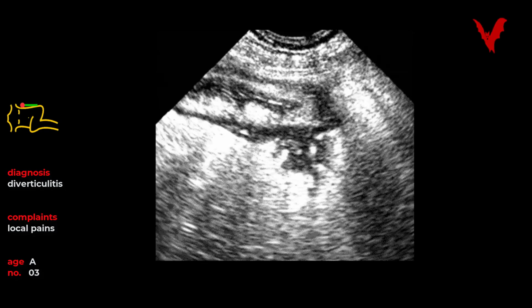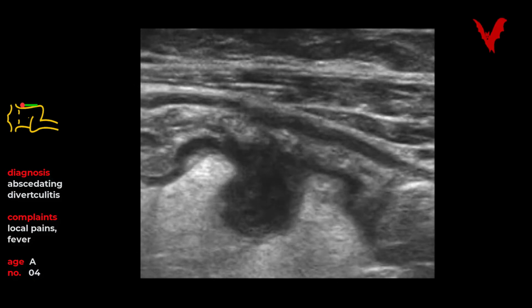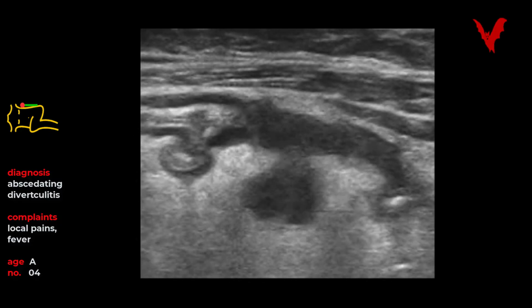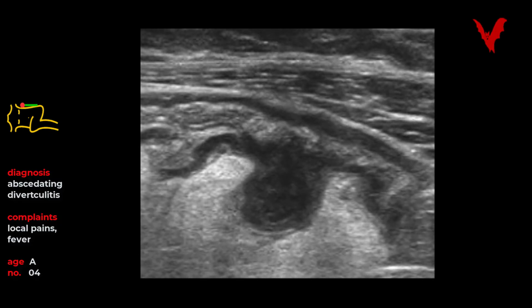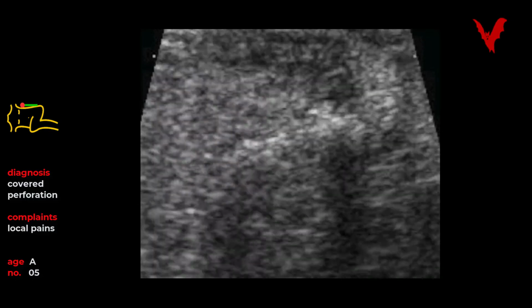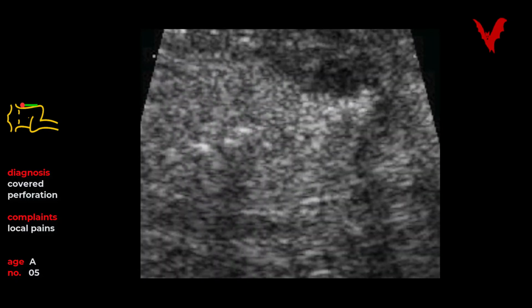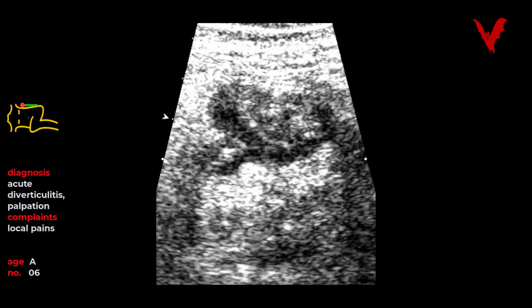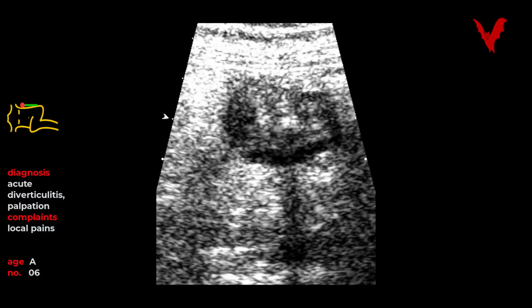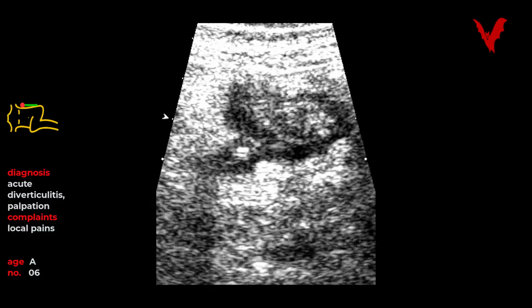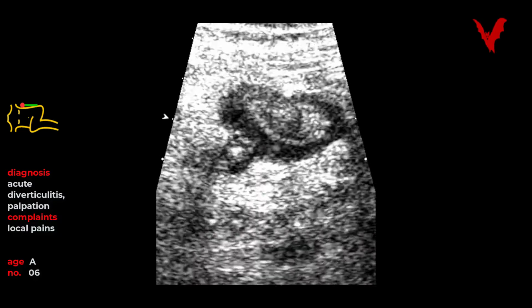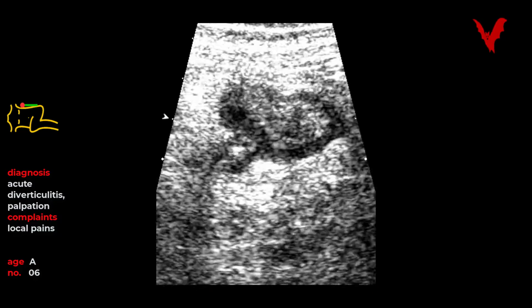Acute diverticulitis with clinical symptoms. Abscess formed by acute diverticulitis. Long covered abscess formation in an acute diverticulitis. Acute diverticulitis, once more again, note the site palpation at the end of the video.